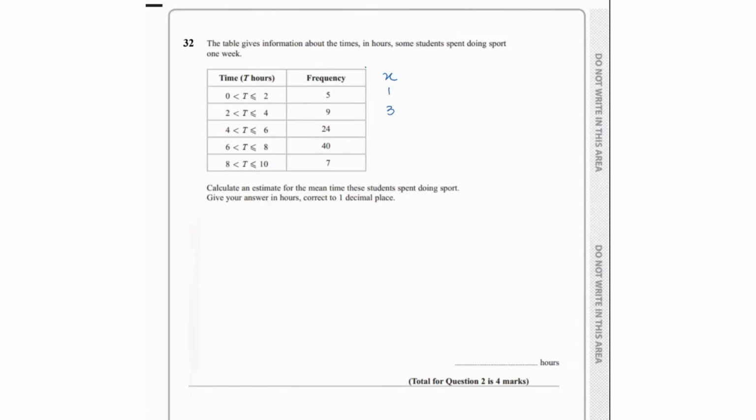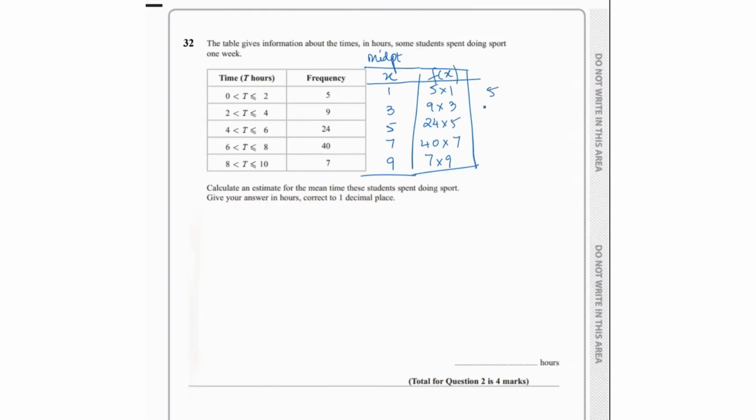That's 1, 3, 5, 7, and 9. And then we have one column for that. And the next column, you will multiply your frequency with those midpoint values. So this is your midpoint. So we're going to do 5 times 1, 9 times 3, 24 times 5, 40 times 7, and 7 times 9. Find the midpoint of the interval first, then times it by the frequency value. Always when you have intervals like this and they want you to find the estimated mean. That's 5, 27, 120, 280, and 63.